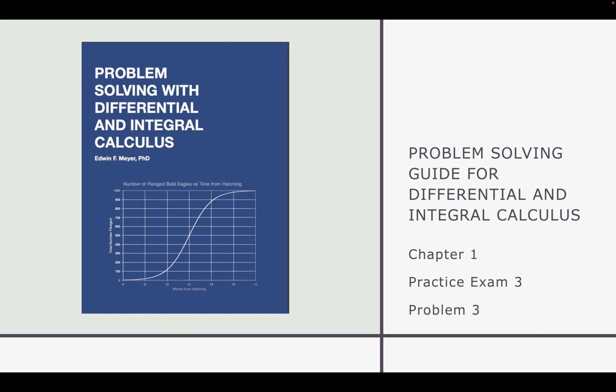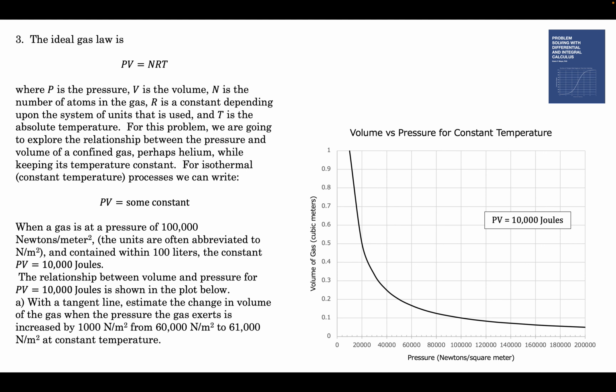Problem 3 on practice exam 3 of chapter 1 in the book Problem Solving Guide for Differential and Integral Calculus. This problem involves the ideal gas law, PV = nRT, for isothermal processes and no change in the amount of gas that's in the container.